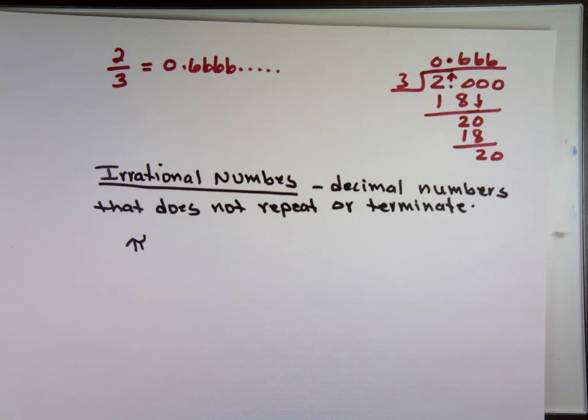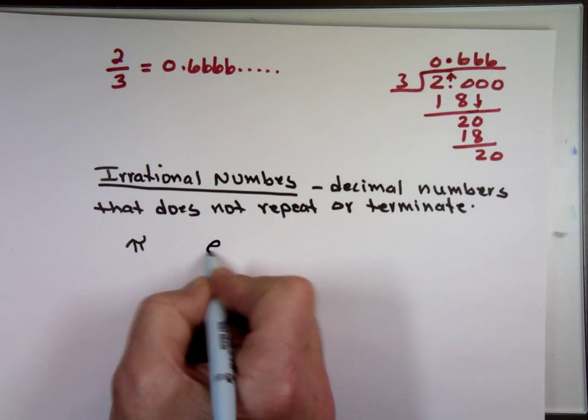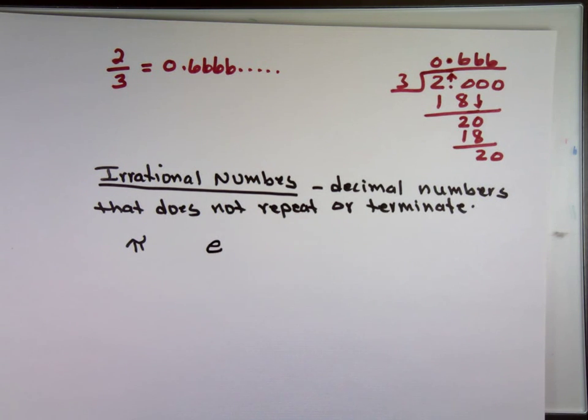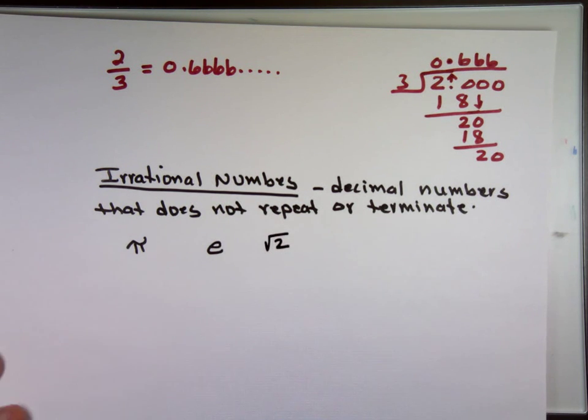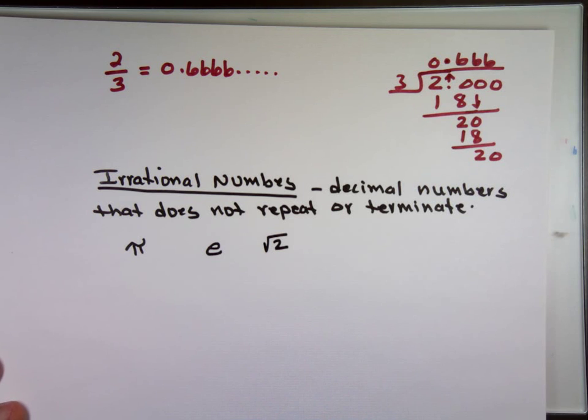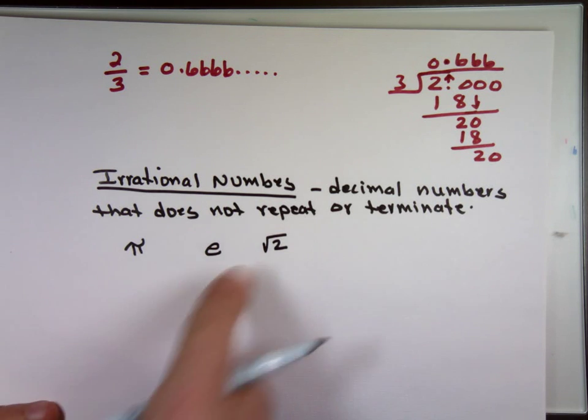E, another crazy number in math. 2.71828, and it keeps going on and on. It doesn't repeat or terminate. Those are irrational numbers. The square root of 2, not 4, I'm sorry. The square root of 2, the square root of 4 is 2, is an irrational number. Our calculator gives about 7 decimal places, but it really keeps going on and on. So those are actually called irrational numbers.